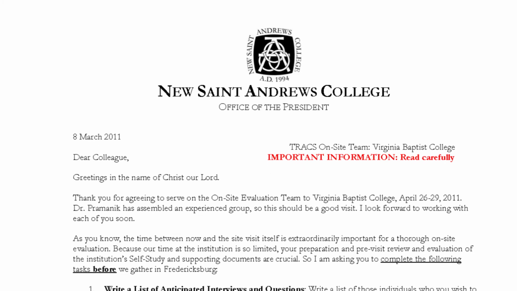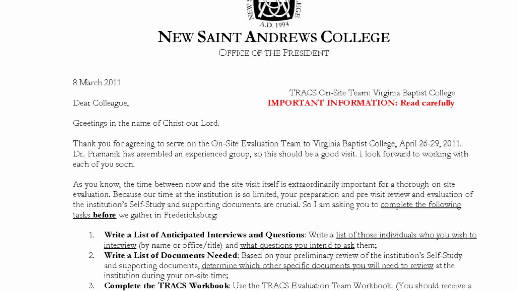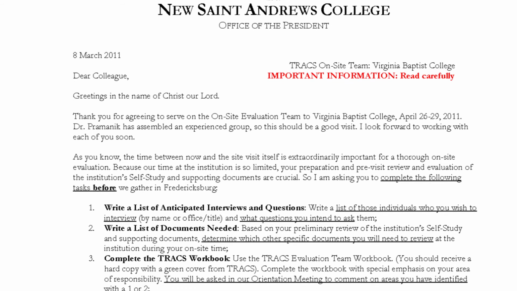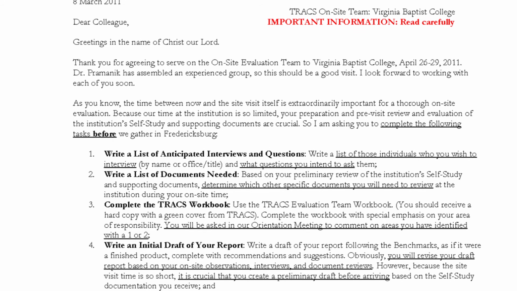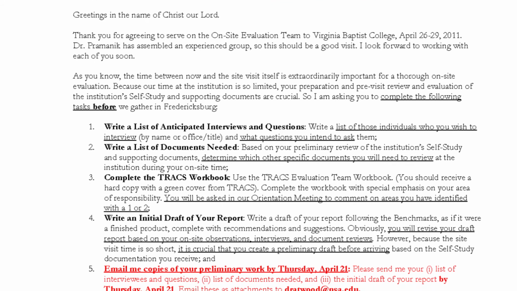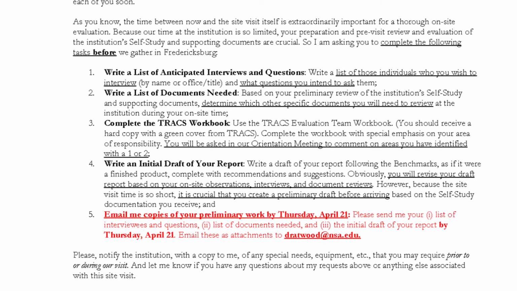We talked about a chair letter, and this is one of the sample chair letters that was sent out by the Office of the President from one of our member institutions. This is a chair letter that was sent to the team members. And this visit took place a couple of years ago.